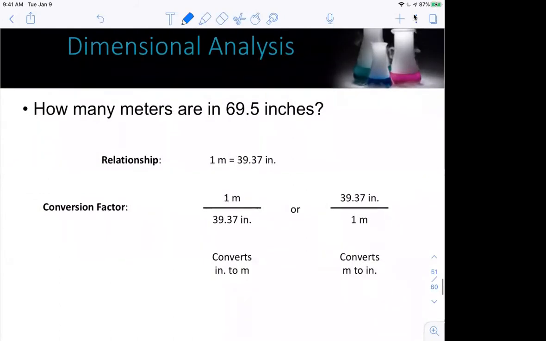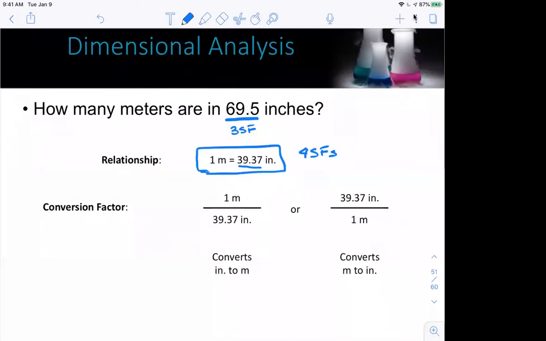So here's an example. How many meters are in 69.5 inches? This is a measured number. I have 3 sig figs, right? Just so you know, when I start doing calculations, I have to use my sig fig rules in order to report the final answer. So here's my relationship. I get off a chart that 1 meter, that's what I'm defining, is equal to 39.37 inches. This relationship is worth 4 significant figures from the 39.37 inches.